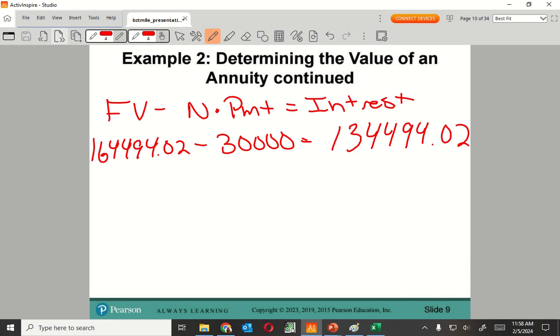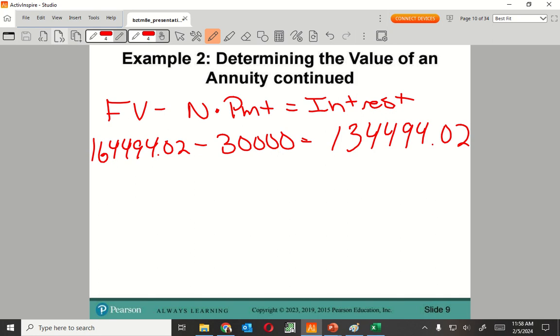Oh, because you only subtracted 1,000. It should be 30,000. Okay, because it's right here. It's N, so we make 30 payments, right, of 1,000. So you forgot that part.